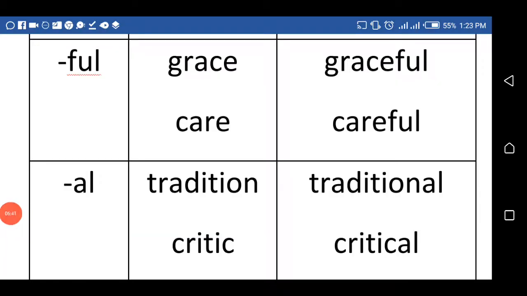When you add full to the word grace, you have graceful. When you add full to care, you have careful. When you add al to tradition, you have traditional. When you add al to critic, you have critical.